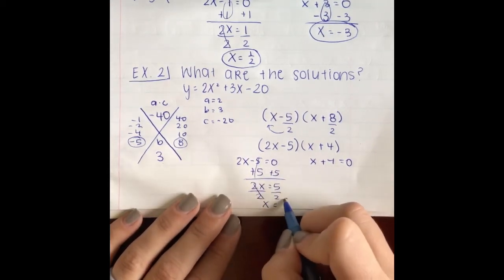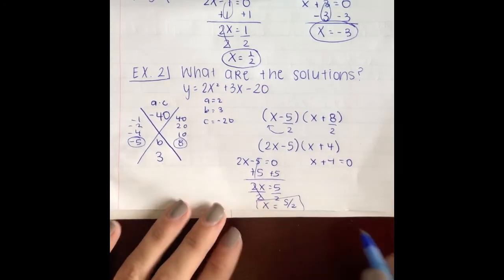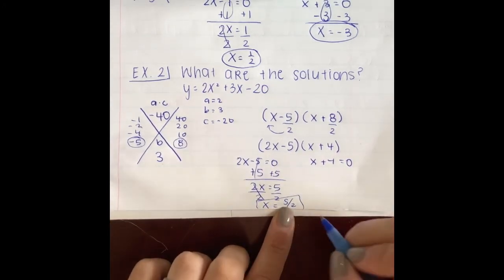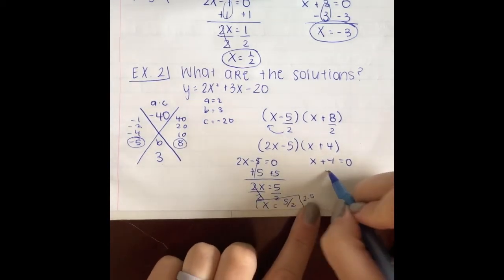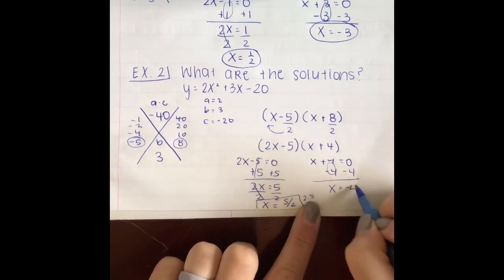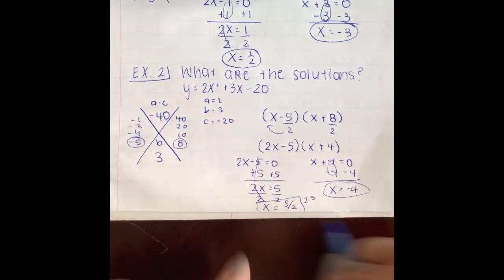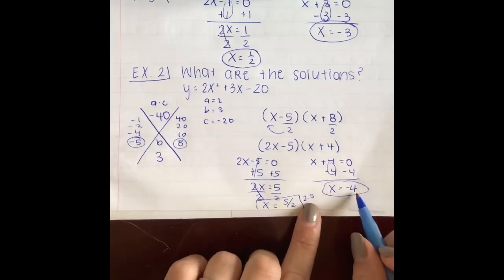and x equals 5/2. You can leave your answer like that. If you were to look at it on the graph, it's going to be 2.5, okay? And then subtract 4 from both sides, and we get x equals -4. So those are our two solutions. 5/2 is the same thing as 2.5, and -4.